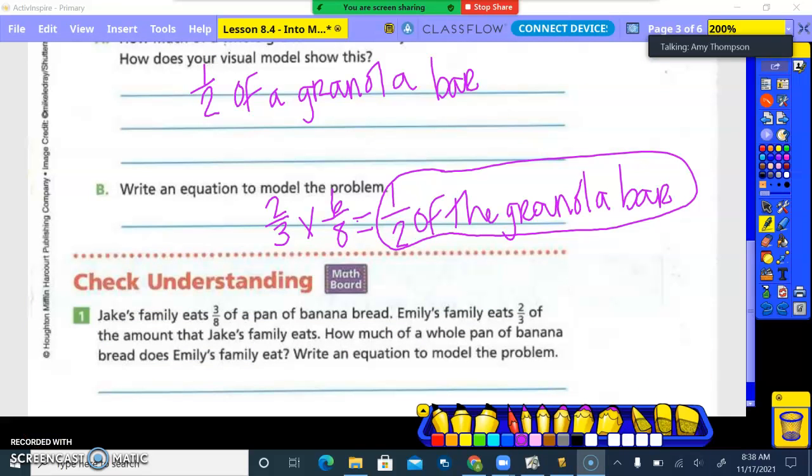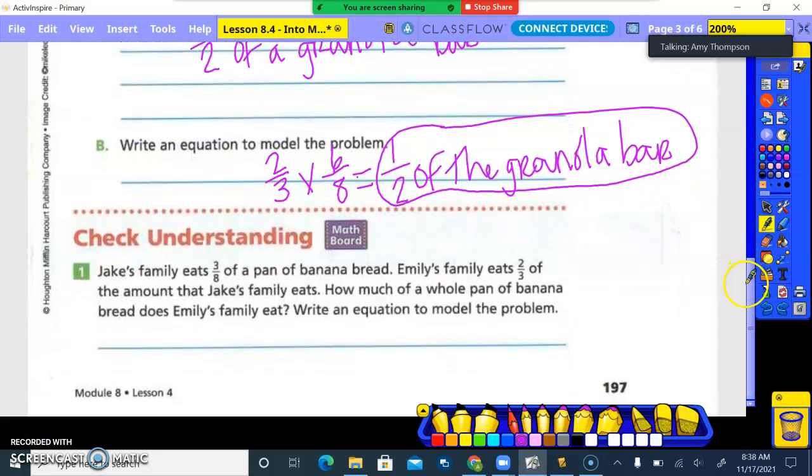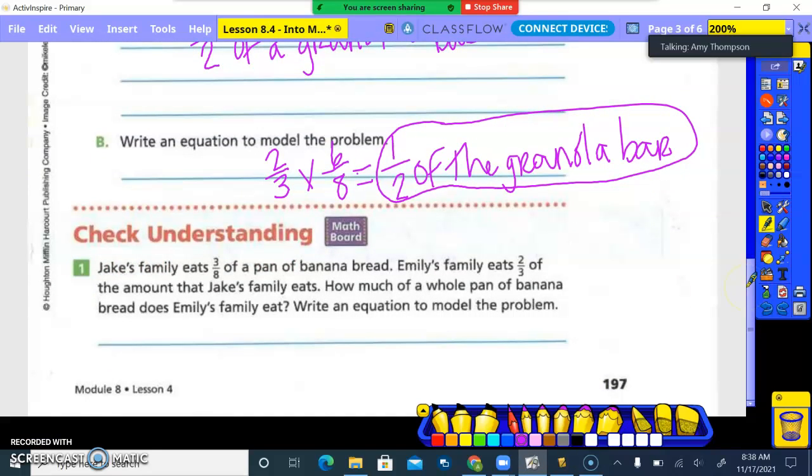Check for understanding. Number 1. Jake's family eats 3/8 of a pan of banana bread. Emily's family eats 2/3 of the amount that Jake's family eats. How much of the whole pan of banana bread does Emily's family eat? Write an equation to model the problem. So Jake's was 3/8. Emily's was 2/3 of Jake's amount. So how much of the pan of banana bread does Emily's family eat?